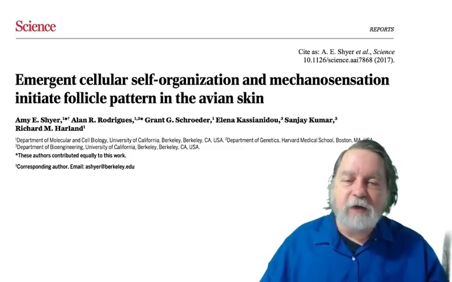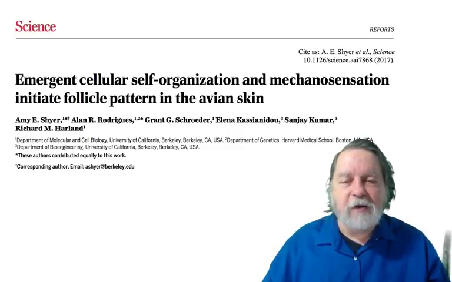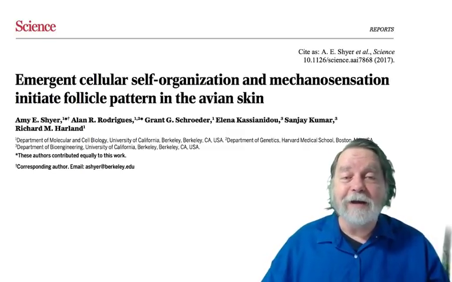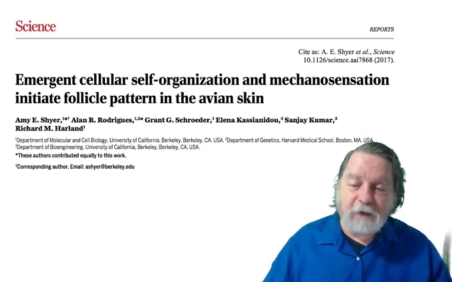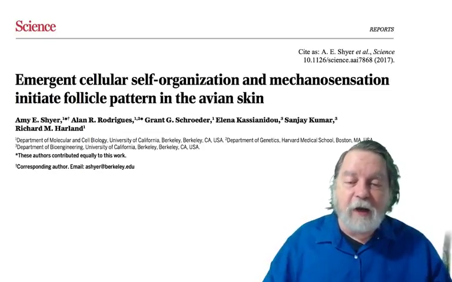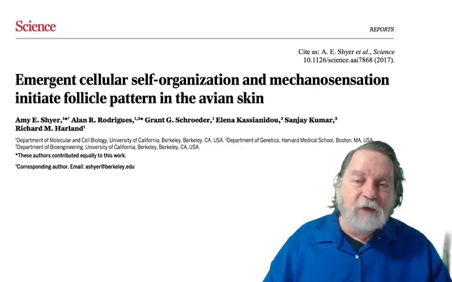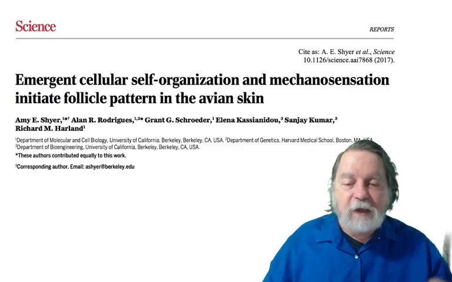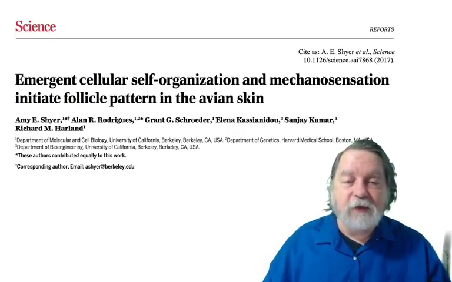I heard Shire speak this past summer at the Society for Developmental Biology meetings, and that's one of the reasons I'm talking about it now. I thought it was a really good talk. I enjoyed it a great deal, and she talked about a lot of exciting and relevant things. So here's the paper. It was published in Science, and what they're looking at is what factors are involved in defining where feather bumps will form in an easily manipulated system, the embryonic chick.